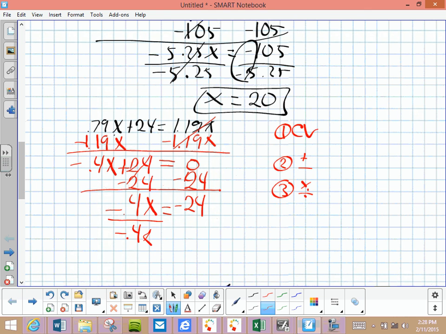Not x, just the 0.4. Negative 0.4. That goes away. You end up with x equals, the signs are the same. That means my answer is what? Positive. So what do you get?